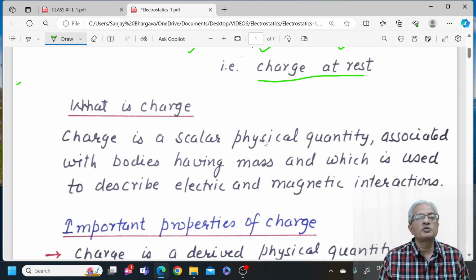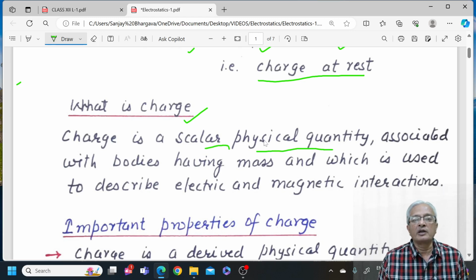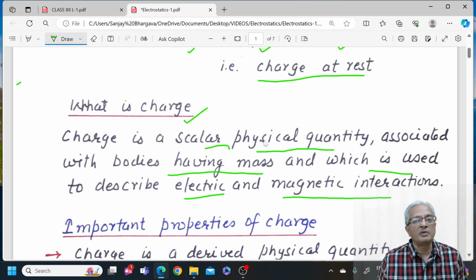Now, first question that comes to my mind is, what is charge? Charge is a scalar physical quantity associated with bodies having mass and which is used to describe electric and magnetic interaction. So the first word says scalar physical quantity. That means scalar as it adds according to the laws of scalar addition. Physical, that means charge is a measurable quantity. Associated with bodies having mass, it means that charge can only be given to the bodies possessing mass. And what is the utility of the charge? It is used to describe electric and magnetic interactions.